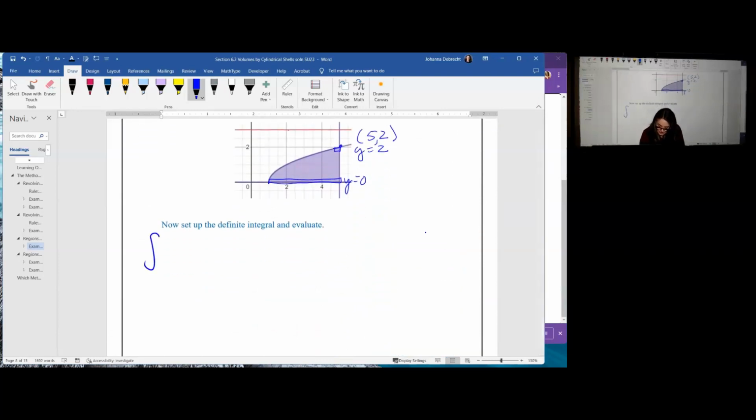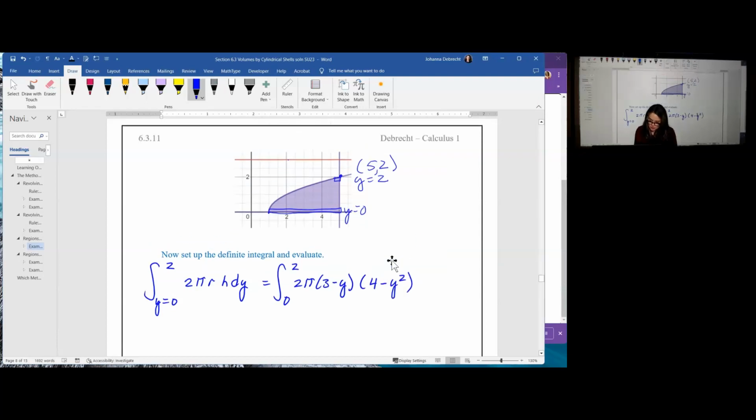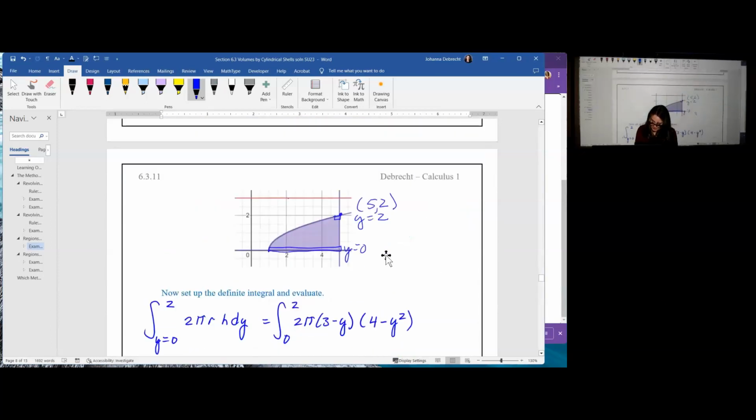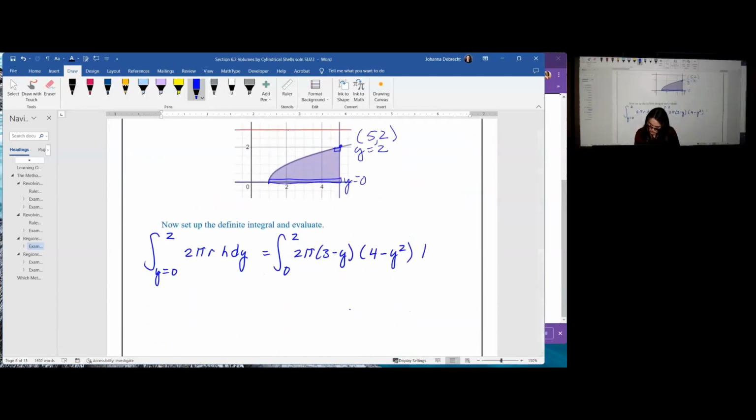This will give us the integral from 0 to 2 of 2 pi r h with the differential dy. In this case, our radius is given by 3 minus the y variable, and the height is given by 4 minus y squared, and the differential is dy.